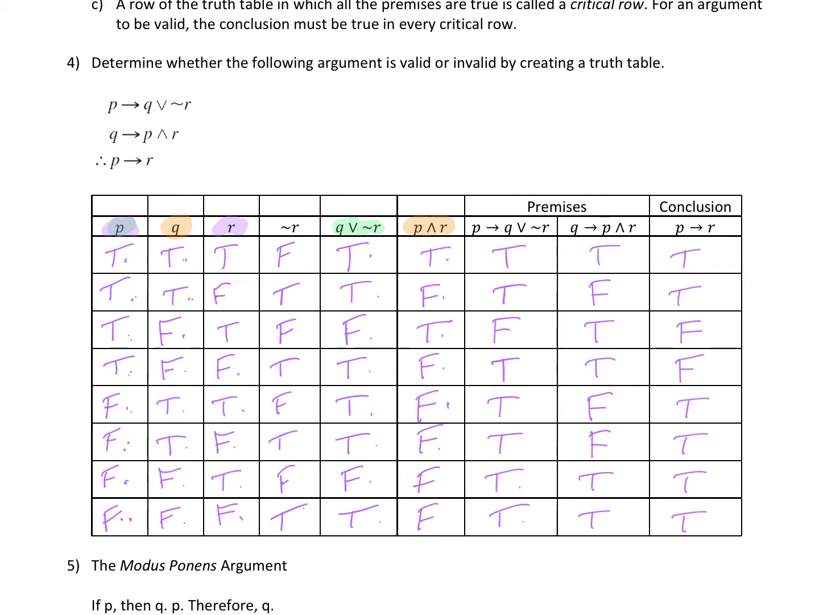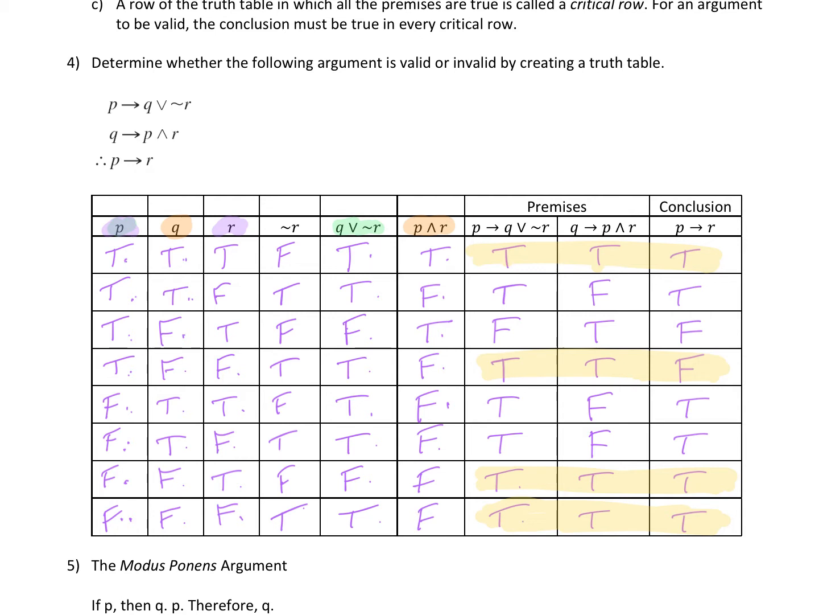So I'm just going to highlight them in yellow. Rows where the premises are true. So that would be like this one. I have true and true. And then this one, I have true and true for my 2 premises. And then this row, my 2 premises are both true. And this one, my 2 premises are both true.